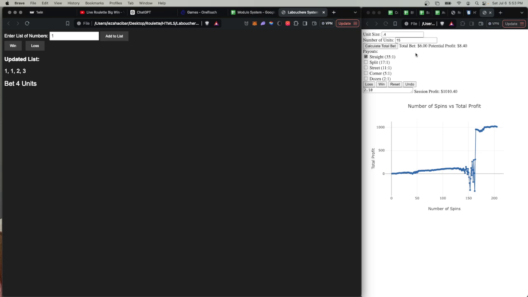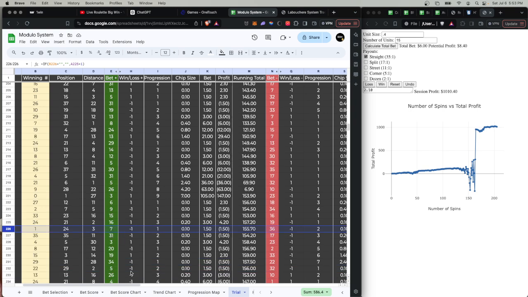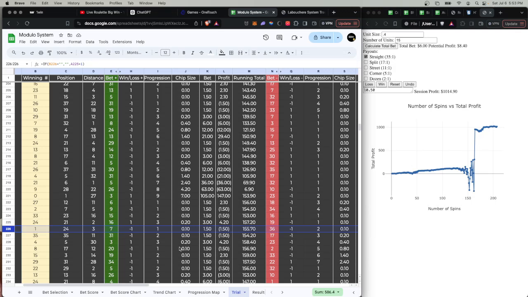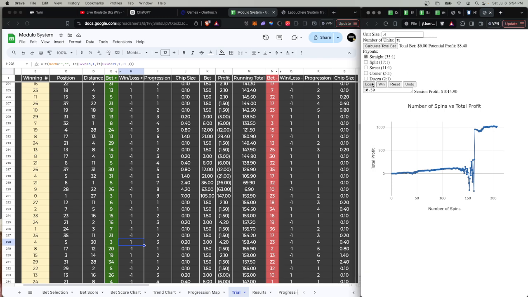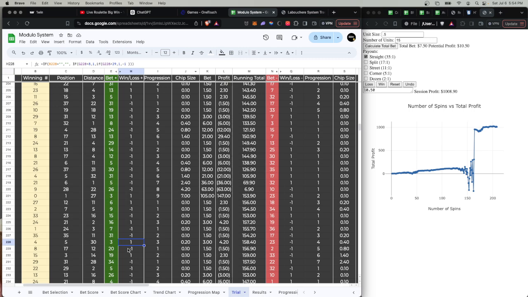We lost twice. So now we're betting 4. Switching our trend. We lose the 4th. And so that's a loss. Now we're betting 5 units. And we win. So when we win, we go down to 4. Calculate. So we switched the trend, we lost, and then we won, then we lost. So back to 5. Back to 5.